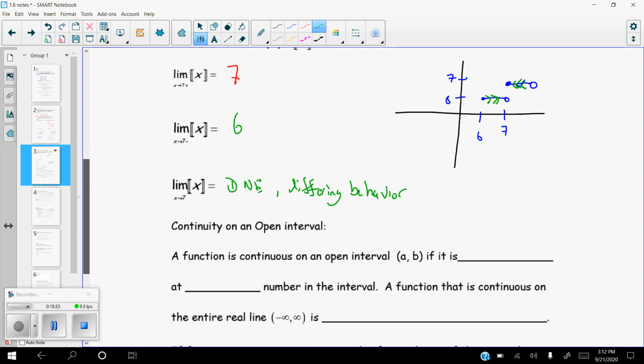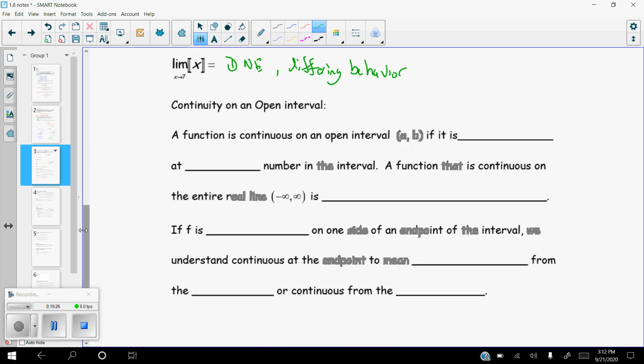So continuity on an open interval, again, remember open interval means not including the endpoints. So the function is going to be continuous on an open interval if it is continuous at each number in the interval. So it's got to be continuous at everything in between a and b. A function that is continuous on the entire real number line, which is from negative infinity to infinity, is called everywhere continuous.